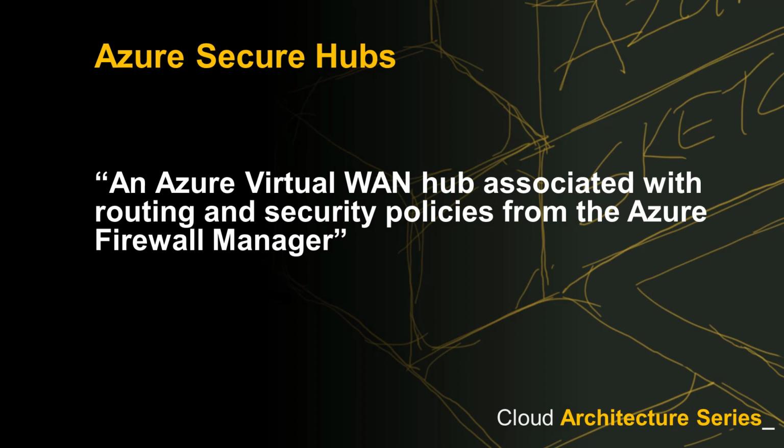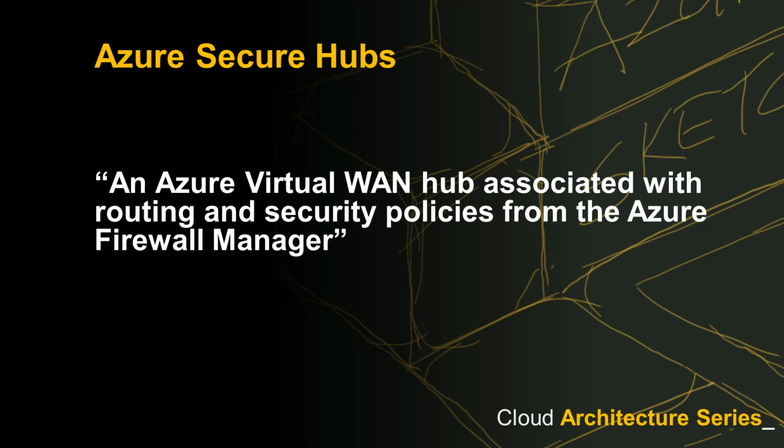It is a virtual WAN hub like this, but it is associated with routing and security policies from the Azure Firewall Manager. What does that mean? It takes a standard virtual WAN hub, that's your central point of connecting everything. And what it actually does is it can now receive firewall policies and routing policies coming down from the Firewall Manager. That then turns the normal virtual WAN hub into a secure hub.